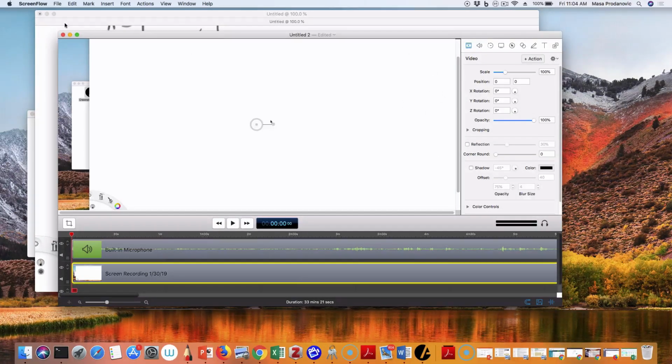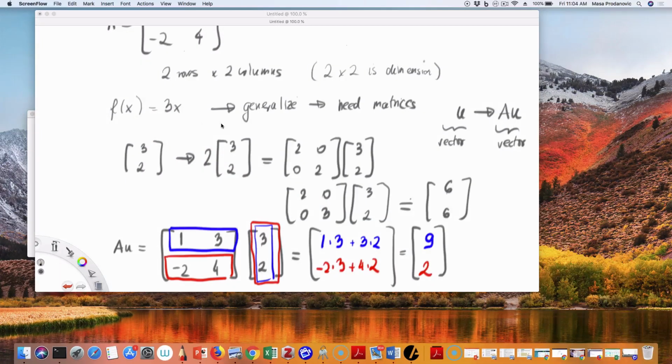All right, so let's get back to our matrices and vectors. Who can quickly tell me what this is? I have a matrix A, 1, 3, minus 2, 4, and I have a vector 3, 2. Who can tell me the dimensions of that matrix and the vector? 2 by 2 and 2 by 1. So what that means is that we have two rows here.